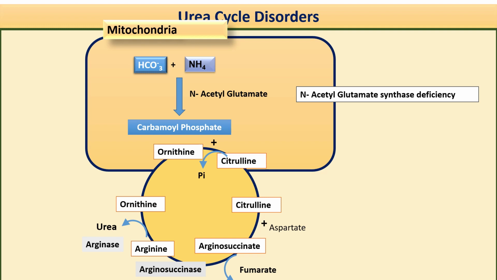And if there is a deficiency of enzyme N-acetylglutamate synthetase, that is responsible for allosteric activation of enzyme carbamyl phosphate synthetase 1. अगर ये एंजाइम यहाँ पे नहीं होगा तो कार्बोमाइल फॉस्फेट नहीं बनेगा क्योंकि कार्बोमाइल फॉस्फेट सिंथेसिस की एक्टिविटी वहां पे नहीं होगी.